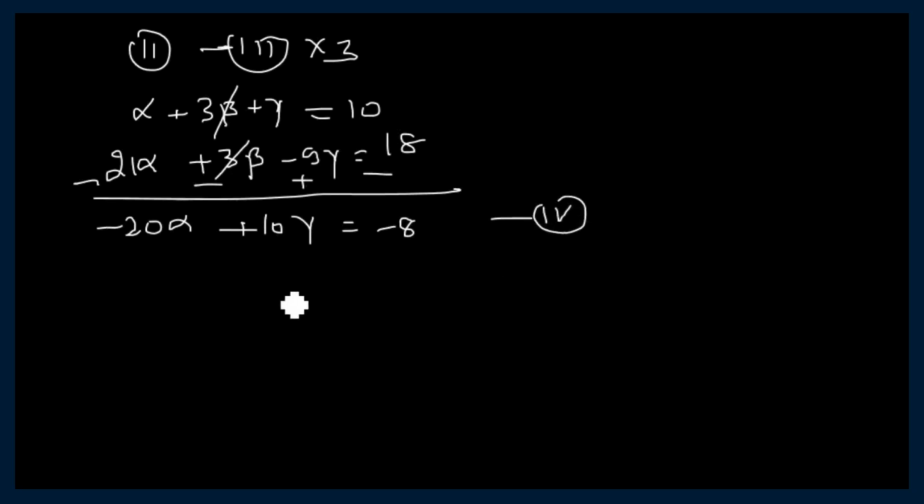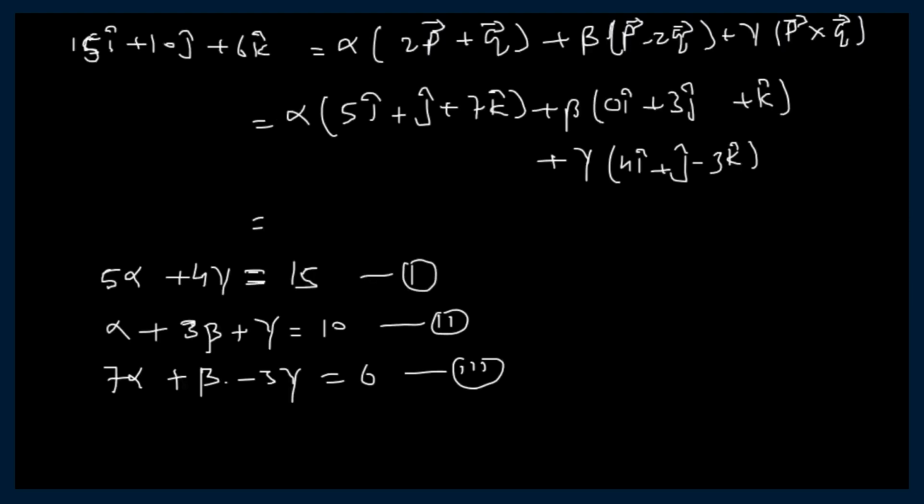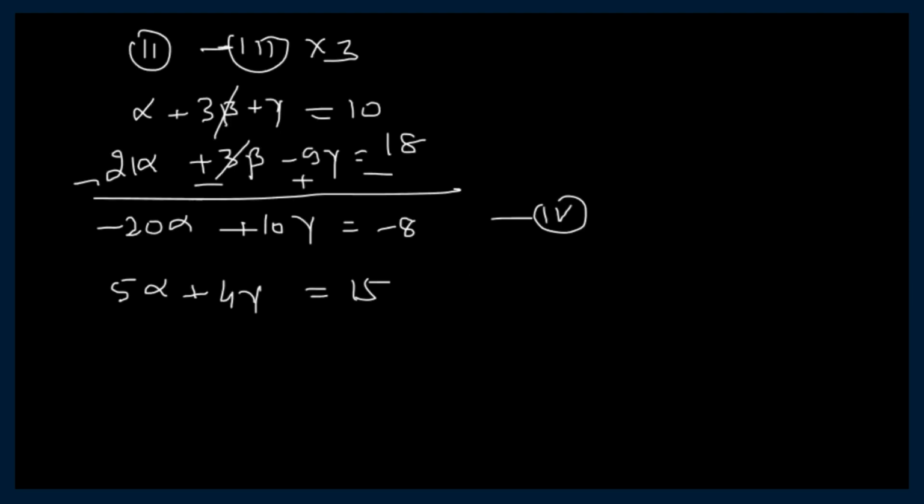Now simply we eliminate the alpha from the first equation. हमारा क्या है 5 alpha, right, 5 alpha plus 4 gamma. Okay, 5 alpha plus 4 gamma equal to 15. So this is the first equation. So now we'll simplify these two equations to find the value of gamma. हमें gamma की value ही find करना है, right? This is the first equation.